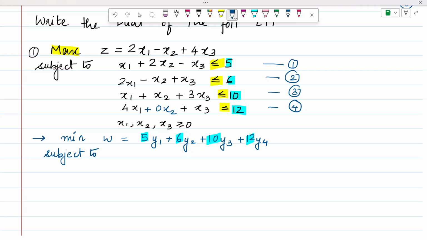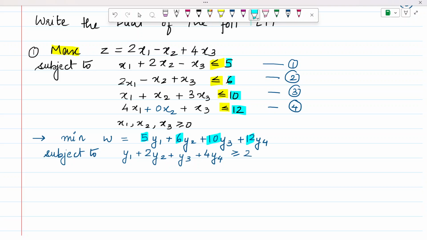So the constraints come from the coefficients of x1, first constraint, coefficient of x2, the second constraint, coefficient of x3, the third constraint. So if I look at the coefficients of x1 in all the four constraints above, I have one x1 in the first one, so I'll have a y1, and then I'll have a 2y2, then I'll have a y3, and I'll have a 4y4. And because it's minimization, it's going to become greater than or equal to 2.